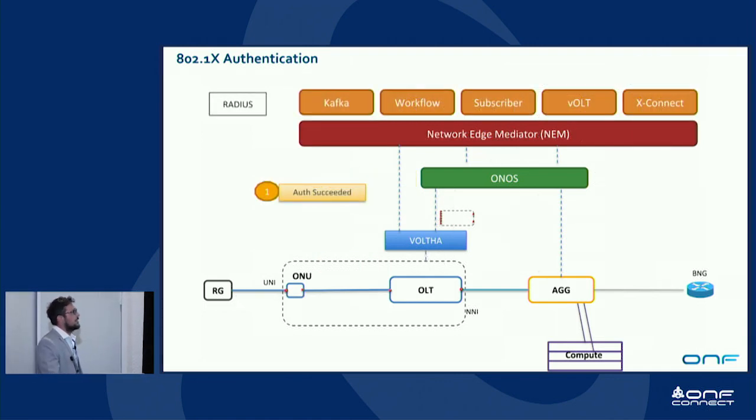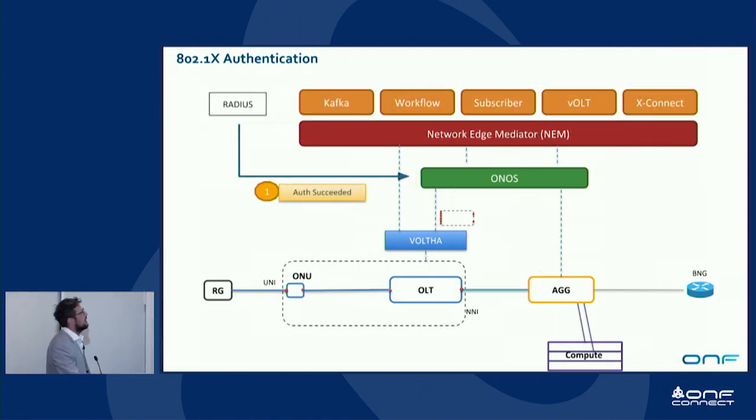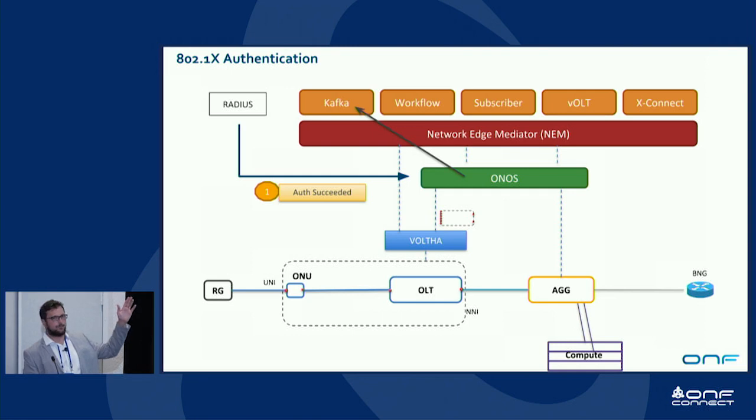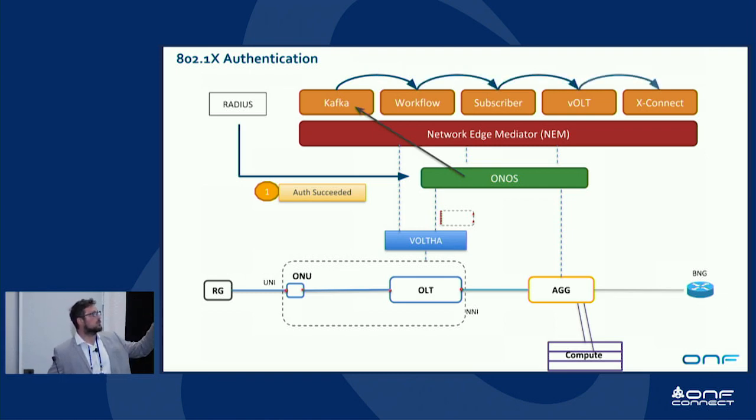Now, this translates into this set of calls. The Radius server sends a packet. ONOS noticed that that packet was carrying the information that authentication succeeded. ONOS relayed that information on the Kafka bus. The AT&T workflow driver picks that event up from the Kafka bus, and kicks off a chain of events that will push all the appropriate flows in the system.